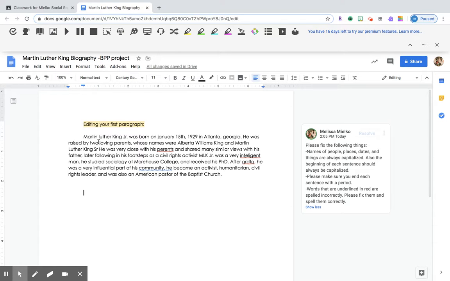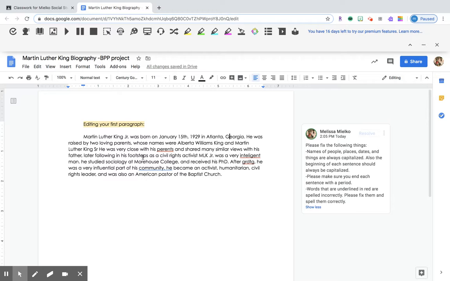Right off the bat, I see Martin Luther King Jr., that's his name, was born on January, that is a date, 15th, 1929 in Atlanta, Georgia. That is a place, so it should all be capitalized. He was raised by 2 loving parents whose names were Alberta Williams King, good, that one's capitalized, and Martin Luther King Sr., good, that's capitalized. He was very close with his parents and shared many similar views with his father.